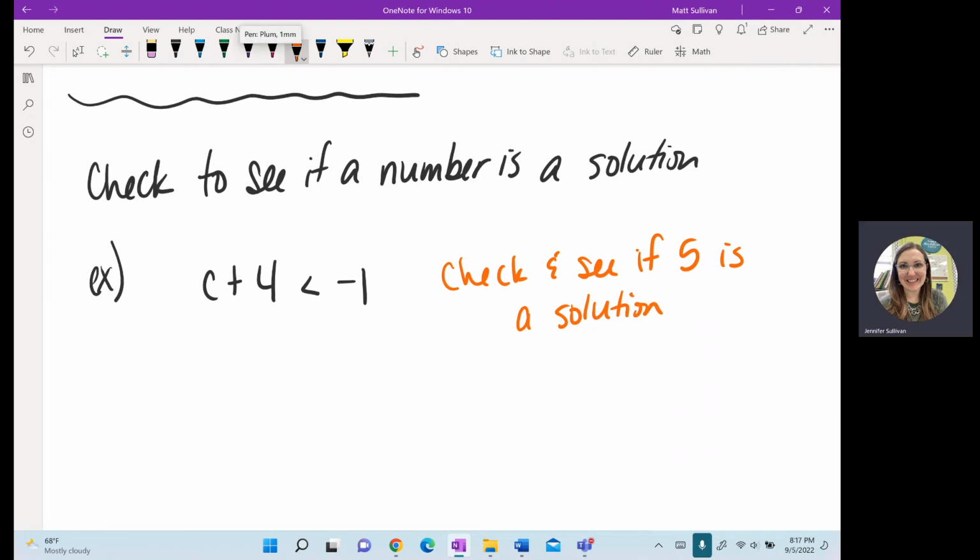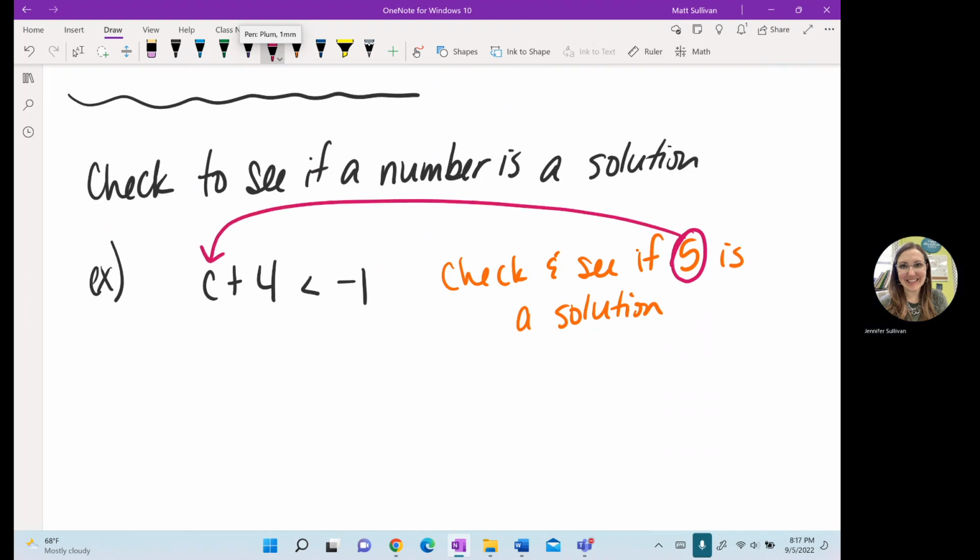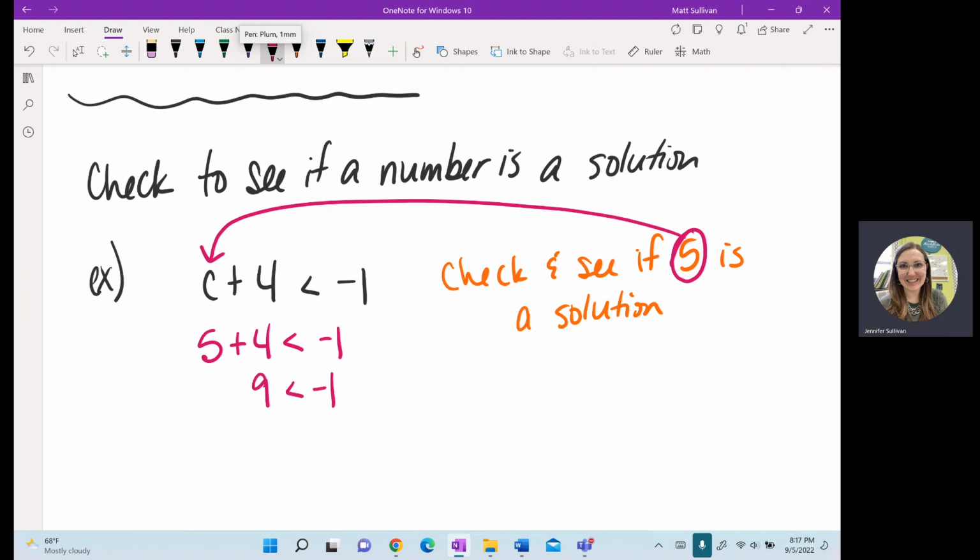Well, what happens with solutions again? We get a true statement. When do we get a true statement? When I plug a number back into the original. Okay, so I'm going to say, well, is 5 plus 4 less than -1? What is 5 plus 4? 9. Is that less than -1? No, it's not. So 5 is not a solution.